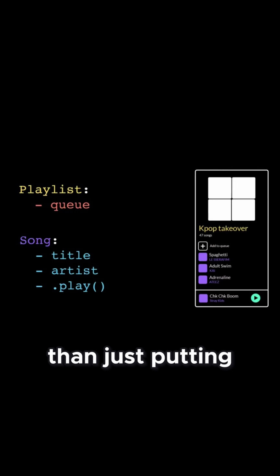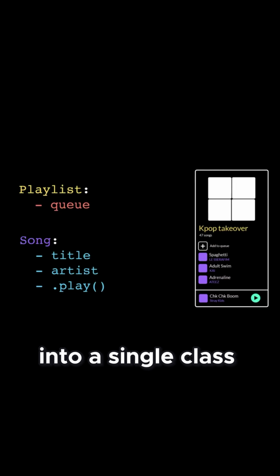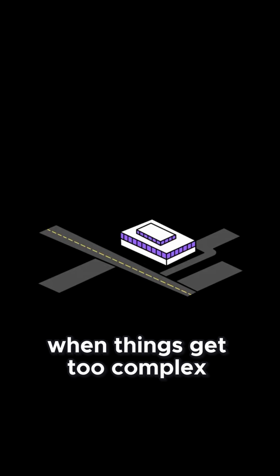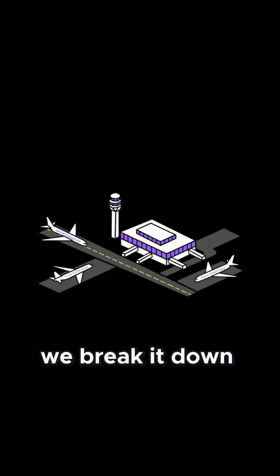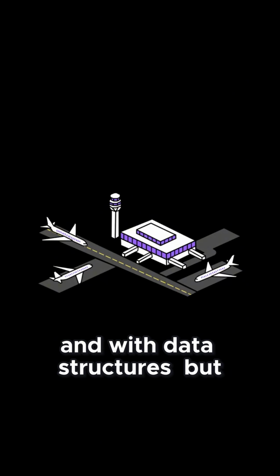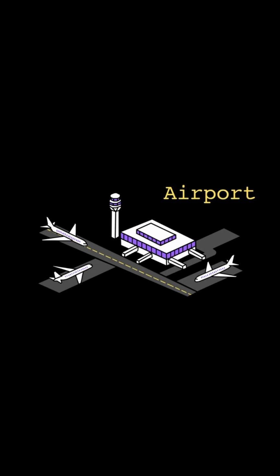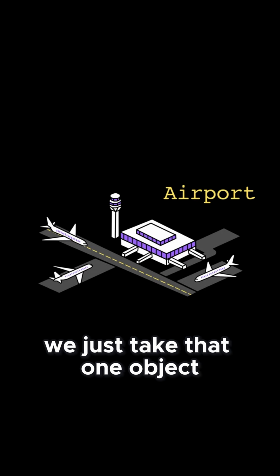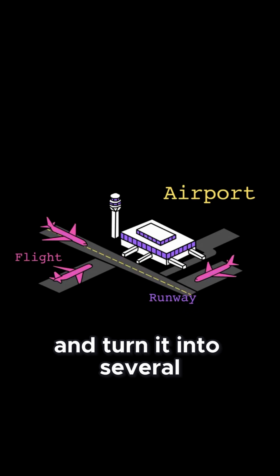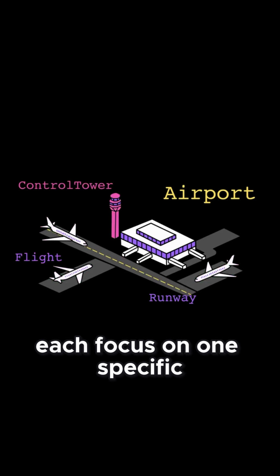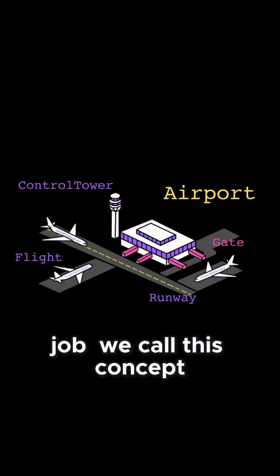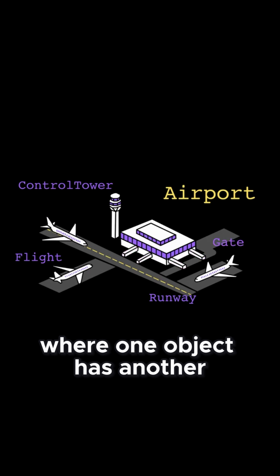Why is this better than just putting all the logic into a single class? In programming, when things get too complex, we break it down. We've seen this with functions and with data structures. But how do we break down an object? Well, we just take that one object and turn it into several smaller objects that each focus on one specific job. We call this concept object composition, where one object has another object.